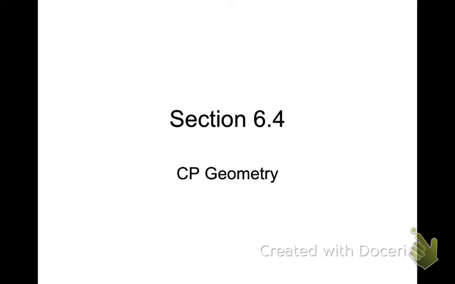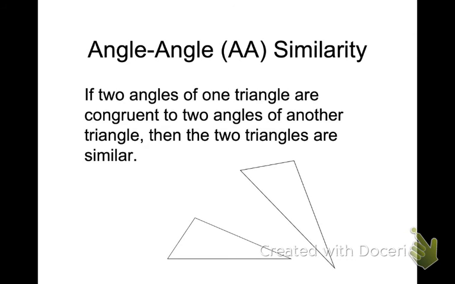For one of them, which is the easiest one, which is angle, angle. Okay, so here we go. Let's go ahead and get working on these notes here. So our first shortcut to prove triangles similar to each other is if two angles of one triangle are congruent to two angles of another triangle, then the two triangles are similar.